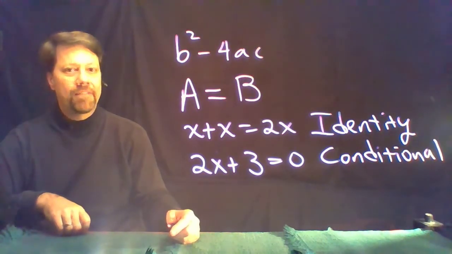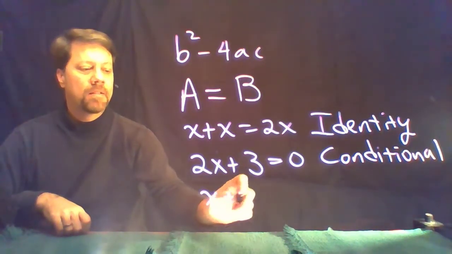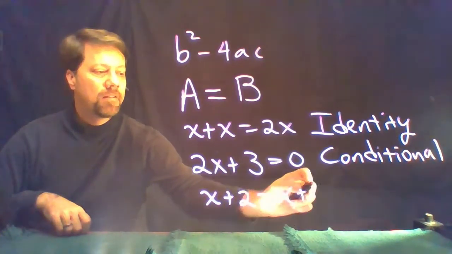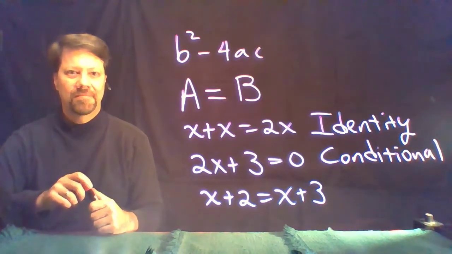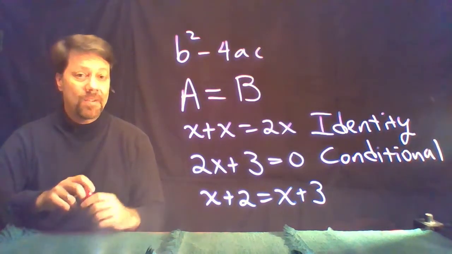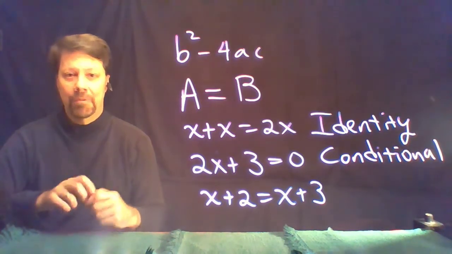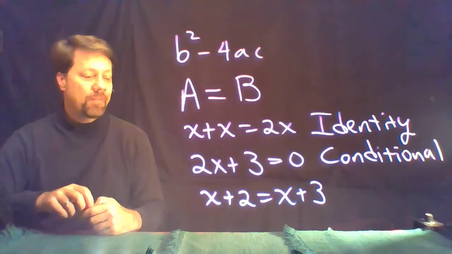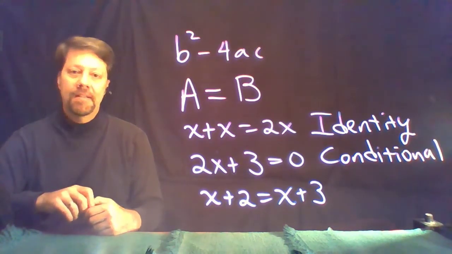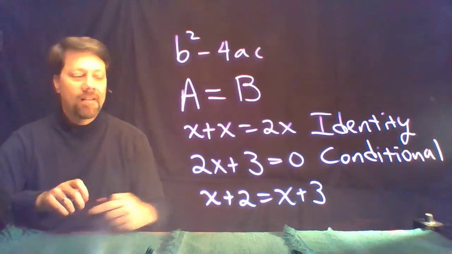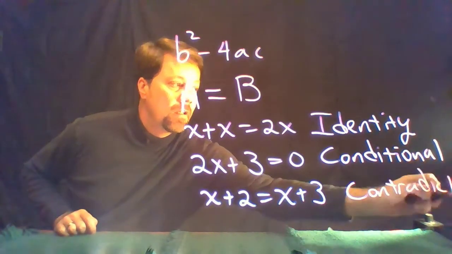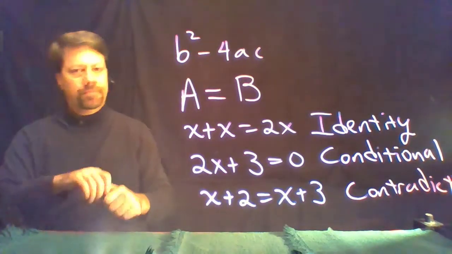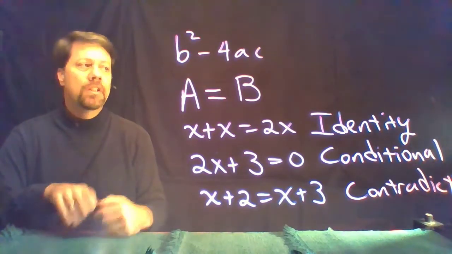There is yet a third kind of equation. For what values of x is this equation true? This equation is not true for any replacements of the variable. There are no values of x that you can substitute that results in a true statement. Such an equation is called a contradiction. A contradiction is an equation that is not true for any replacements of the variable.